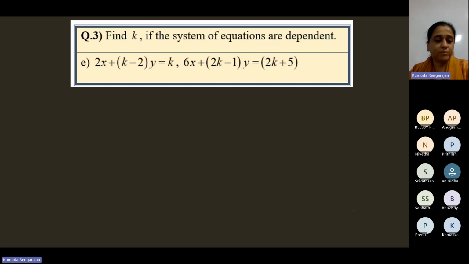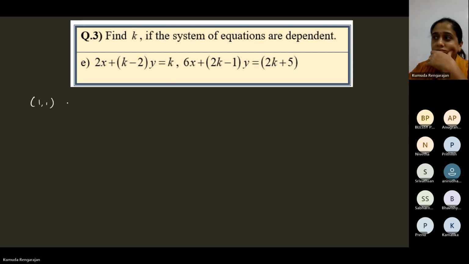All of you have done this chapter, probability, right? So what's the sample space when you toss two dice simultaneously? The sample space when two dice are thrown simultaneously.